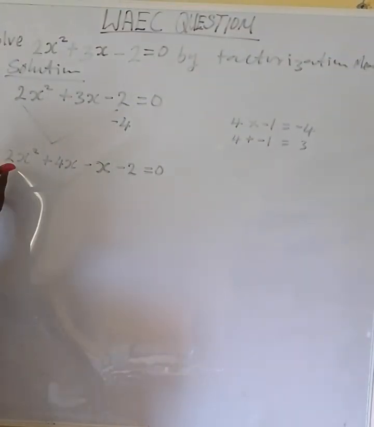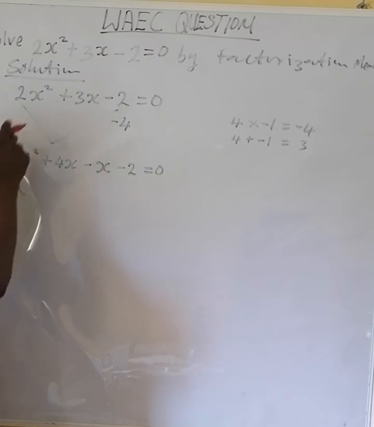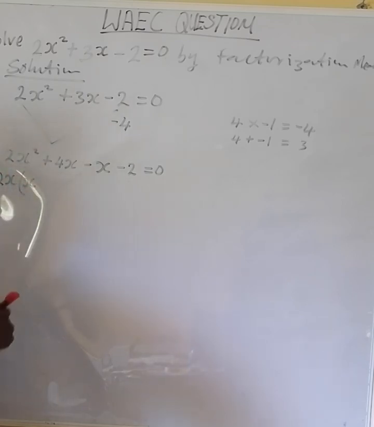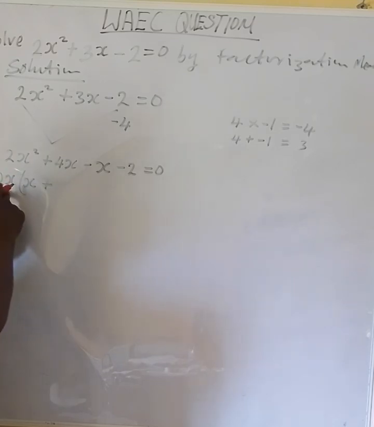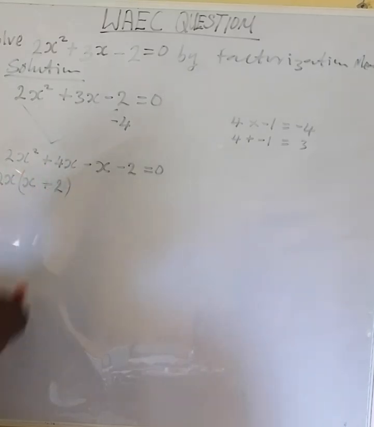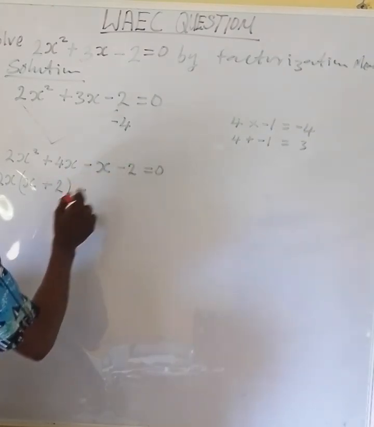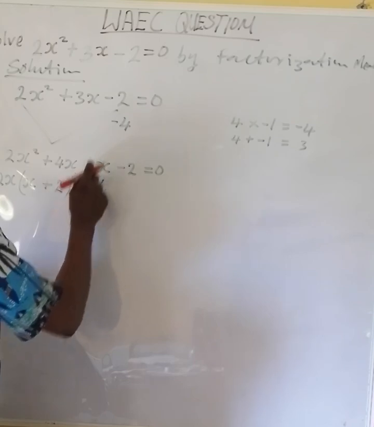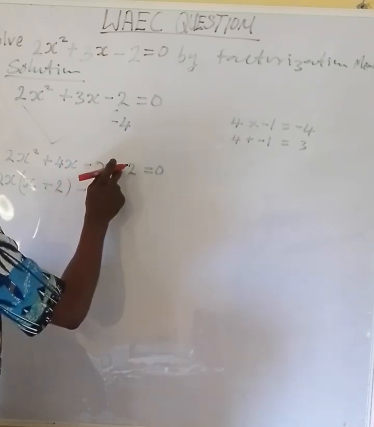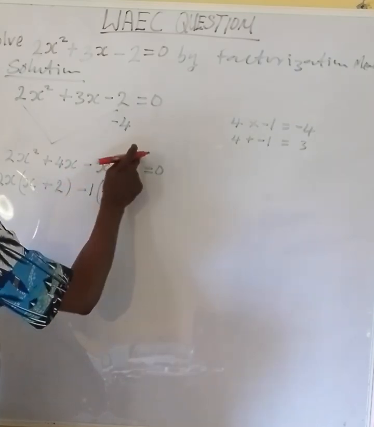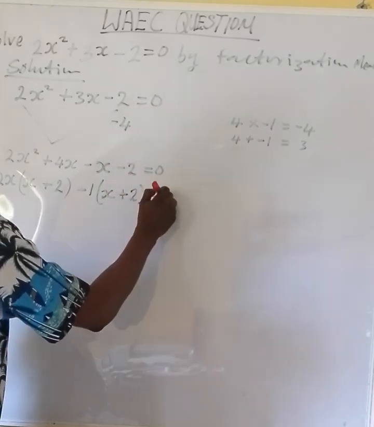Having done that, we will group them into 2 and bring out the common factor. Between 2x squared and 4x, the common factor is 2x. 2x into 2x squared, we have x, because when you are testing, when you multiply, it must take you back here. 2x times x gives you 2x squared. So plus 2x into 4x, it will give us 2. Are we together? Now here, minus, what is the common factor? It is 1. So 1 into x, we have x. Minus times minus, plus 1 into 2, we have 2, equals 0.